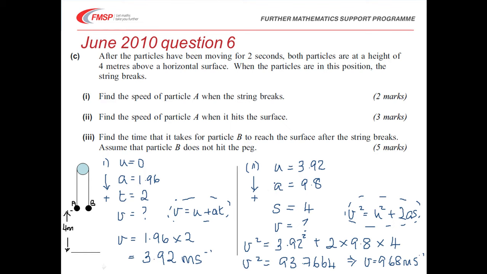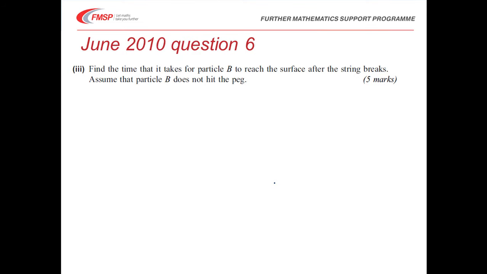So let's have a look at part 3 then. It says, find the time it takes for particle B to reach the surface after the string breaks. So particle B, remember, when the string breaks, was also 4 meters above the horizontal surface.